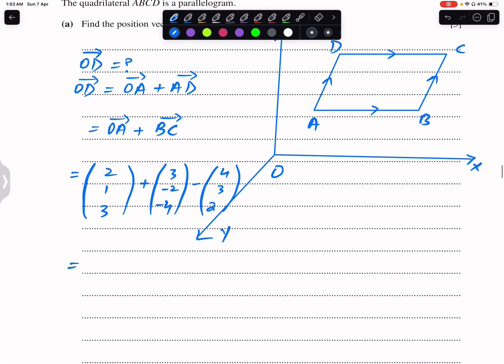So simply this is algebra now. This is 1, and then minus 1, and then, sorry, not 1, minus 3. 3 minus 6 is minus 3. So this is my position vector of D.